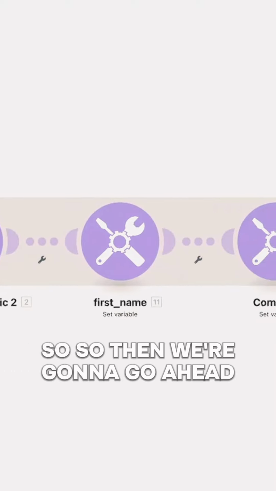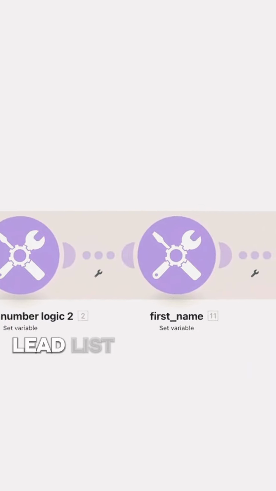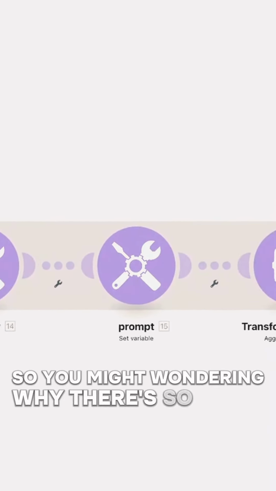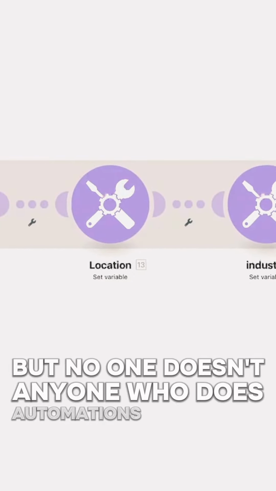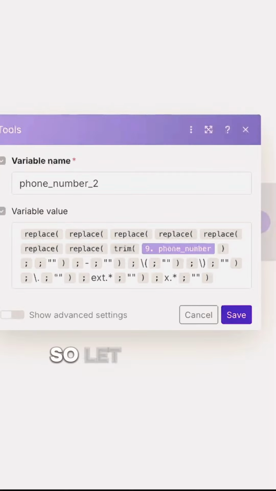Then we're going to take the CSV we got from the Google Drive, which is just our lead list. We're going to pass out all of this information, right? So you might be wondering why there are so many set variables. This is not very efficient, but anyone that does automations knows how helpful it is to test when you have big long formulas. So let me show you some of these.